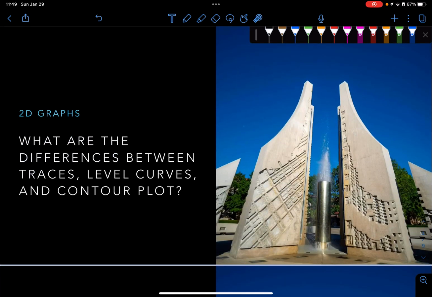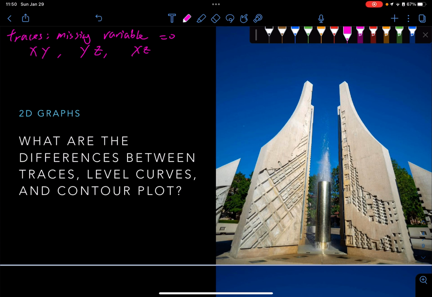The second question is, what are the differences between traces, level curves, and contour plots? So, traces are explicitly referred to as x, y trace, y, z trace, and x, z traces. That means the missing variable equals 0. I think this is kind of like a review for you.